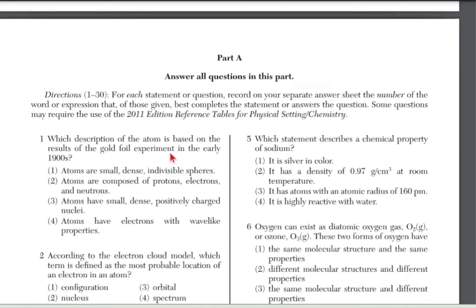Which description of the atom is based on the results of the gold foil experiment in the early 1900s? The answer is 3, because in the gold foil experiment, the nucleus was bombarded by a positive charge, which repelled the nucleus.